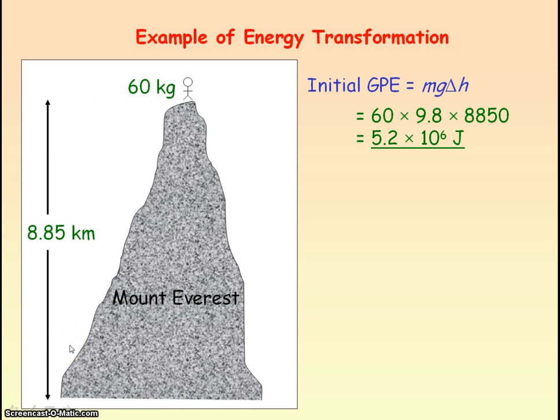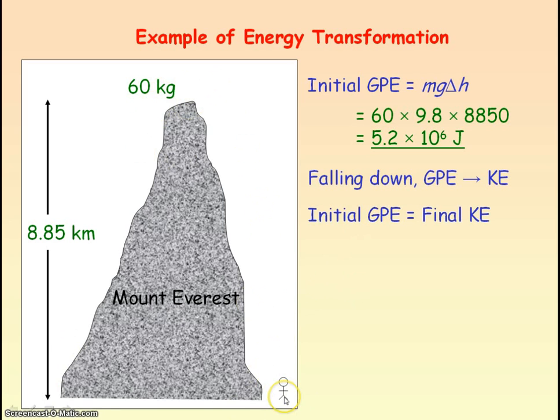If the man now drops himself off the cliff, we can then say his GPE is converting into kinetic energy. We're going to try and determine the speed at which the man hits the ground. So we can say his initial GPE will equal the final KE. At the ground, the man will have no GPE, so all the GPE has converted into kinetic energy. Kinetic energy is a half mv squared, and that must equal our initial gravitational potential energy, which is 5.2 megajoules.